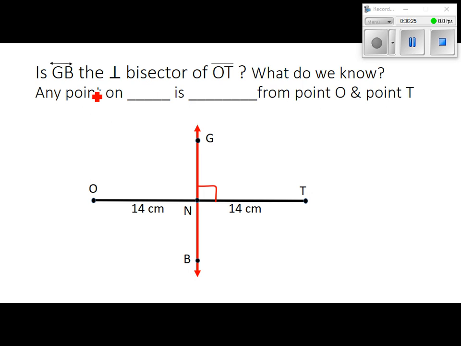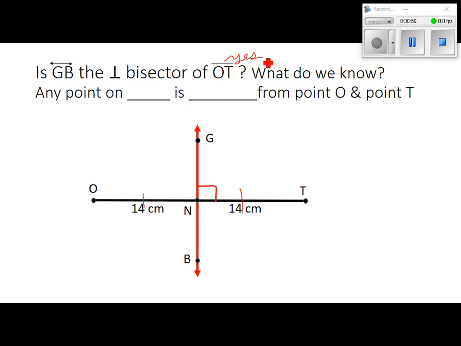Next one. Is line GB the perpendicular bisector of OT? From the information, this is part of what your homework's going to have on it. From the information that we have there, we're trying to decide, is this the perpendicular bisector of this segment? Yes. What has to be true for it to be the perpendicular bisector? It splits into two congruent segments, which it does, and it forms a right angle right there. So is it? Yes.